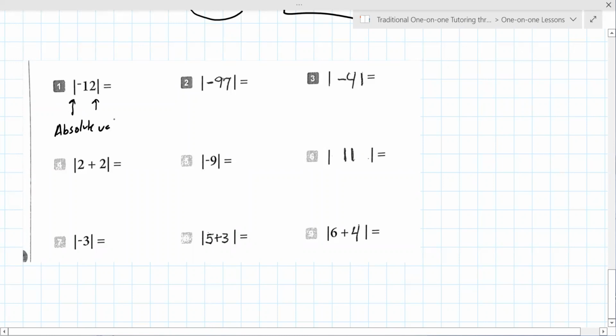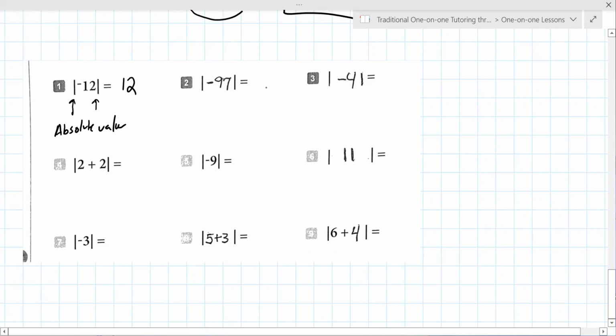Absolute value. Now the thing with absolute value that's really cool is that it always returns a positive number. So if you input a negative number, say negative 12 inside the absolute value, it always returns a positive number, which would be 12. And if you were doing a positive 12, it would also be 12.